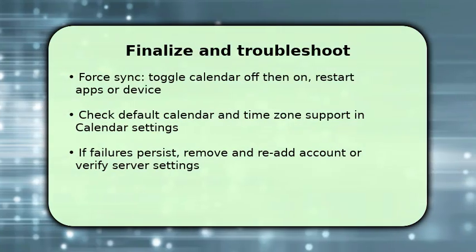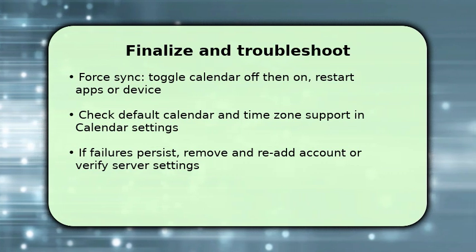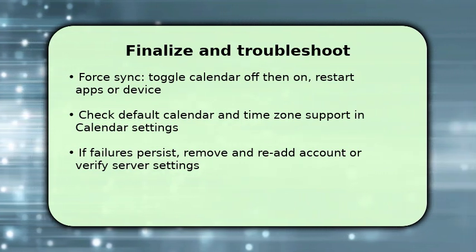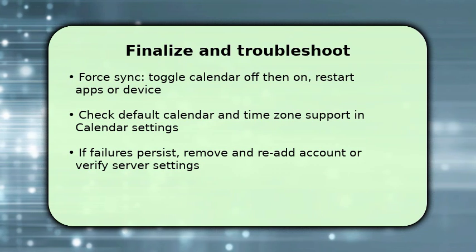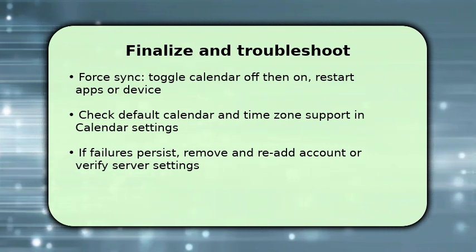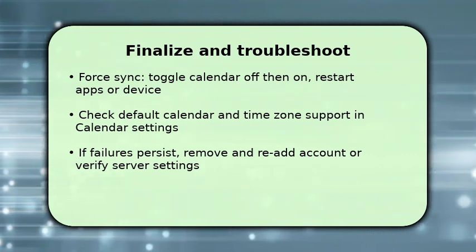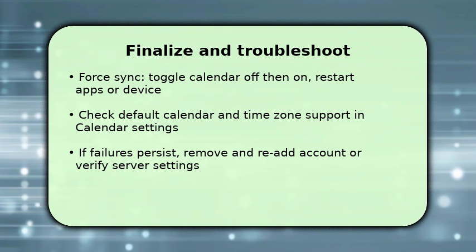You finish by verifying defaults. Set the Outlook calendar as your default and confirm time zone support is enabled so events appear at the right time. If events are missing, force a sync by toggling calendar off and on for the account or restart the app and device. Make sure folders you need are selected to sync and that server addresses match your provider.